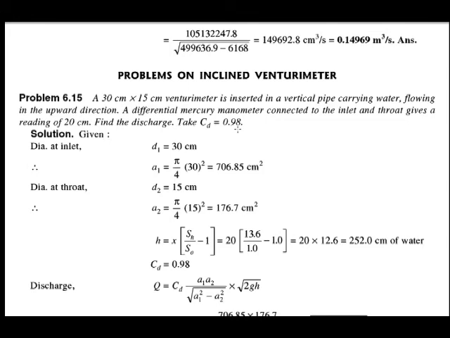Okay, so they have given the range here, the venturimeter is inclined. They have given the inlet section diameter as 30 centimeter and the throat section diameter as 15 centimeter. With the help of both values we can calculate the area of the inlet and the throat, which is A1 equal to 706.85 centimeter square and A2 equal to 176.7 centimeter square.